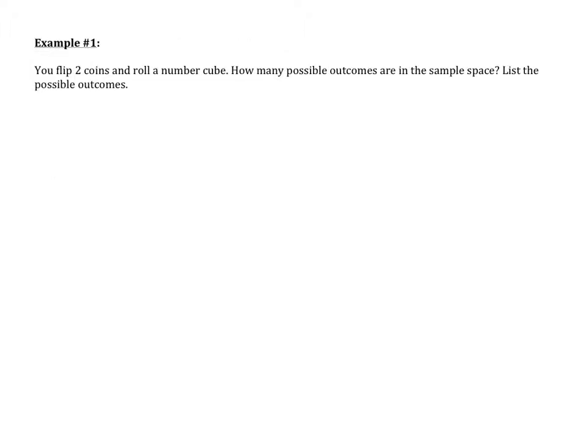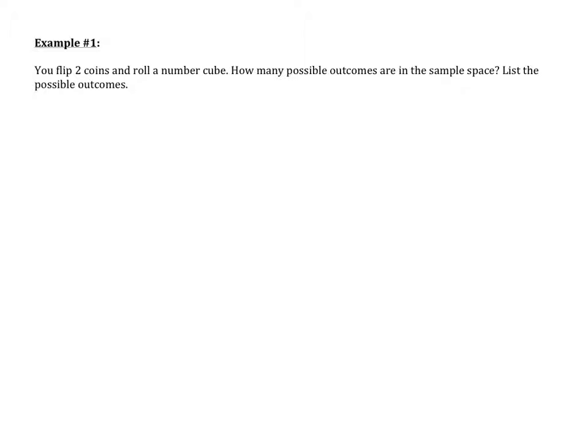So here's example number 1. You flip 2 coins and roll a number cube. How many possible outcomes are in the sample space? List the possible outcomes. So again, we're going to write out our sample space by listing all of the possible outcomes. So let's look at the 2 coins first. We have a possibility of flipping a heads or a tails when we flip 1 coin, but we're talking about 2 coins. So let's list all the possibilities.